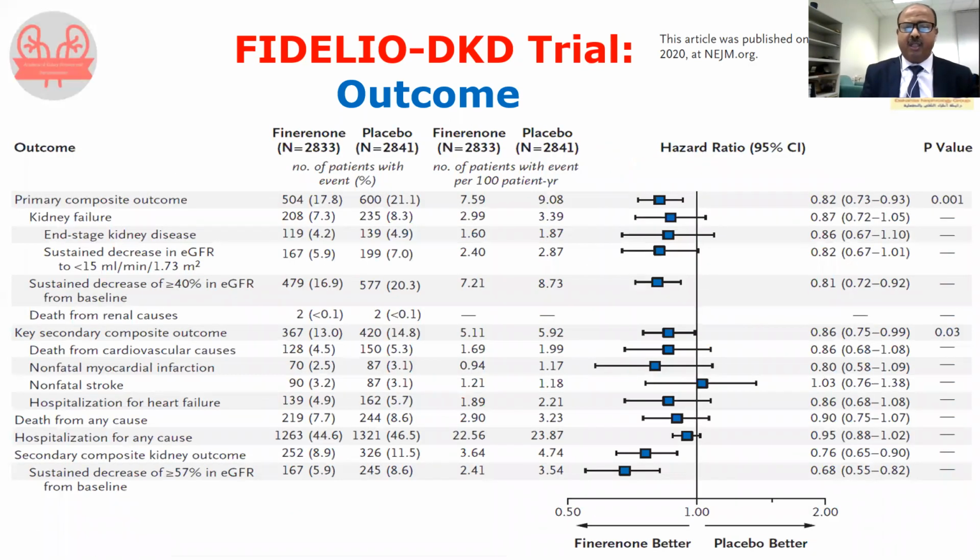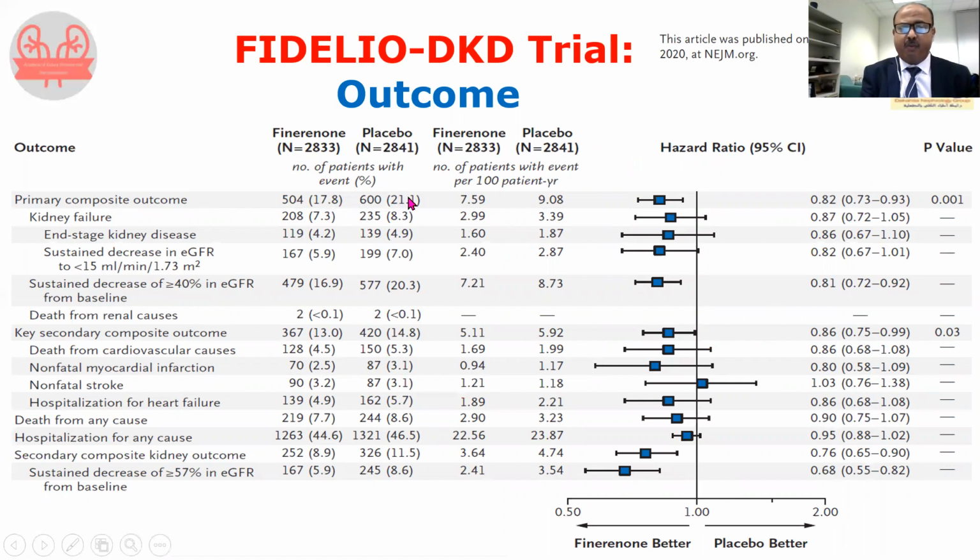Let us go to the hazard ratio, because I like to see everything in detail. So primary composite outcome here, and this is Finerenone, 17%, 21% in placebo.